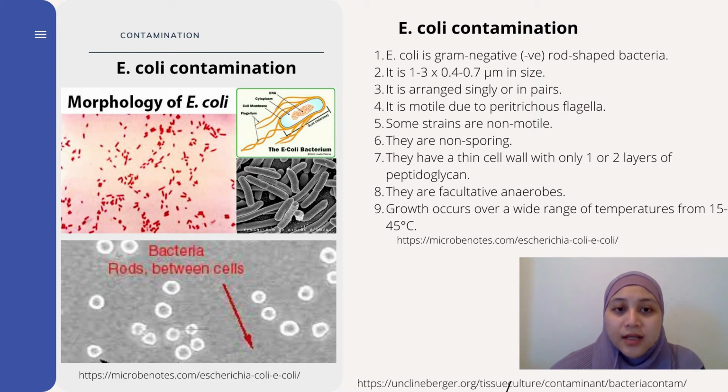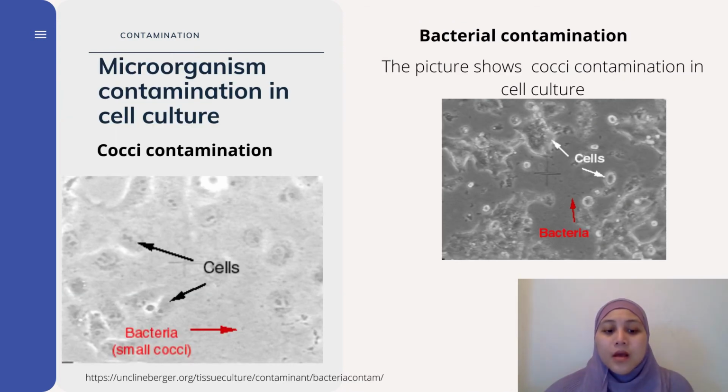It is normally arranged singly or in pairs. It is motile due to the presence of flagella, though some strains are not motile. They are non-sporing organisms. They have a thin cell wall with only 1 to 2 layers of peptidoglycans. They are facultative anaerobes, and they can grow at a wide temperature range from 15 up to 45 degrees Celsius.